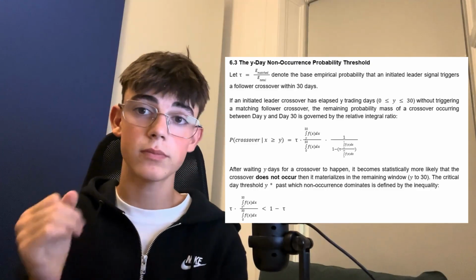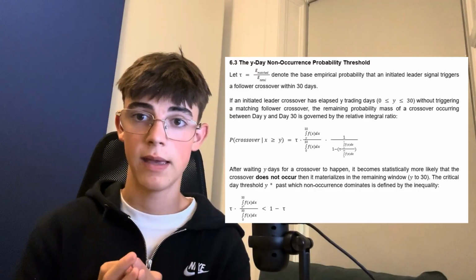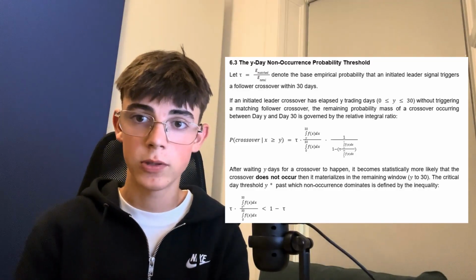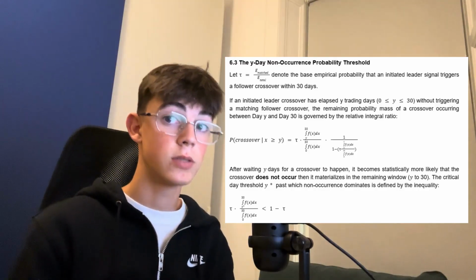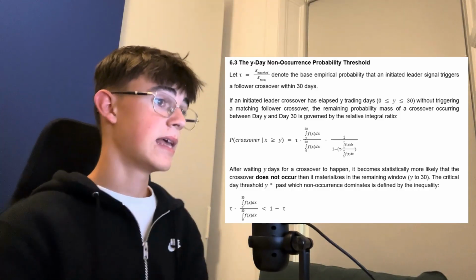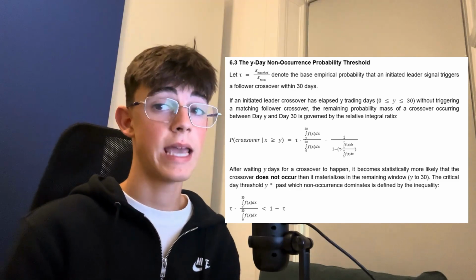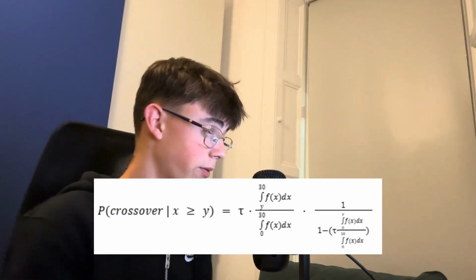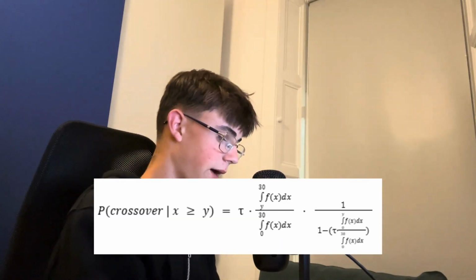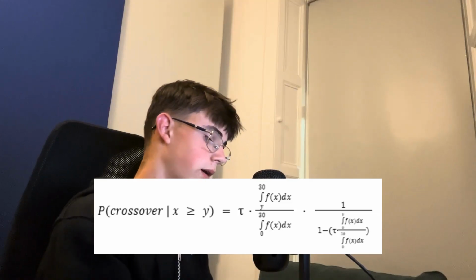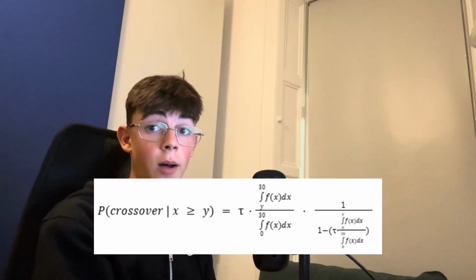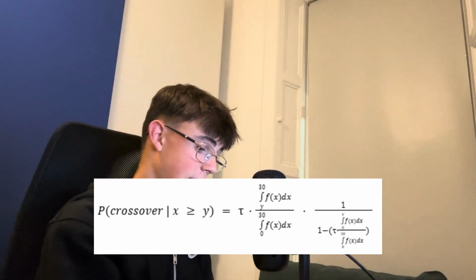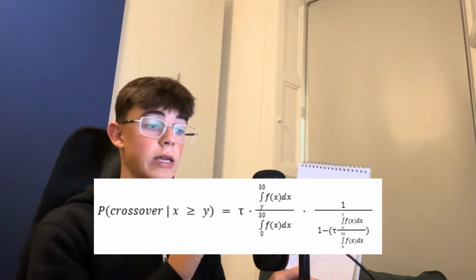After that, we can model at what day does it become statistically suboptimal to hold the position because it's more likely for the crossover to not occur. That day is day y, we'll call it day y, and we assume on another graph we have gotten to a day where we want to understand, is it optimal for us to hold? And this day is y, and it's the breaking point.